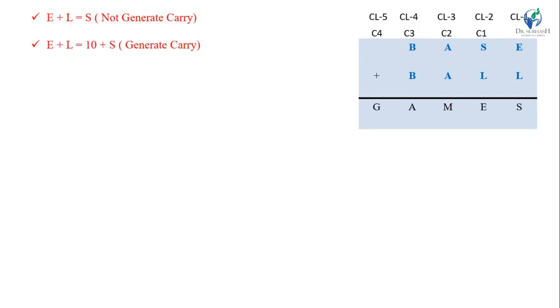Now we can see the carry. If the addition of an individual column is greater than or equal to 10, it generates a carry to the next column. So here we can see how to predict the carry in this problem. First we consider our first column. If we write E plus L is equal to S, it does not generate a carry to column 2. But if we write E plus L is equal to 10 plus S, it generates a carry on column 2. Now we start the problem.